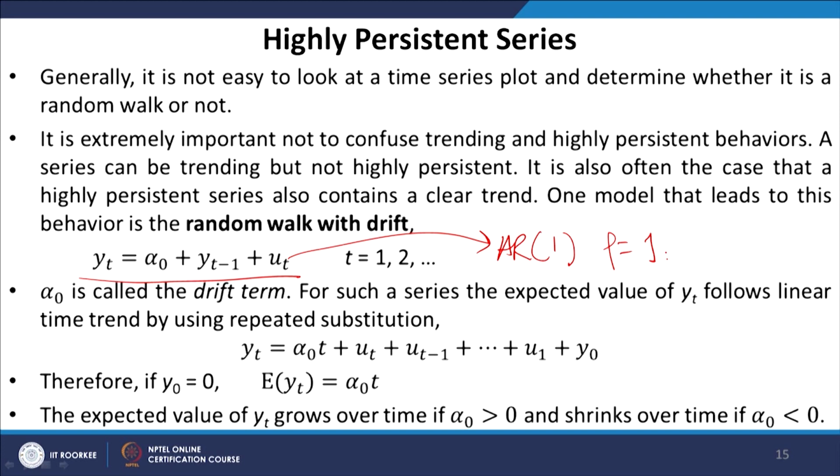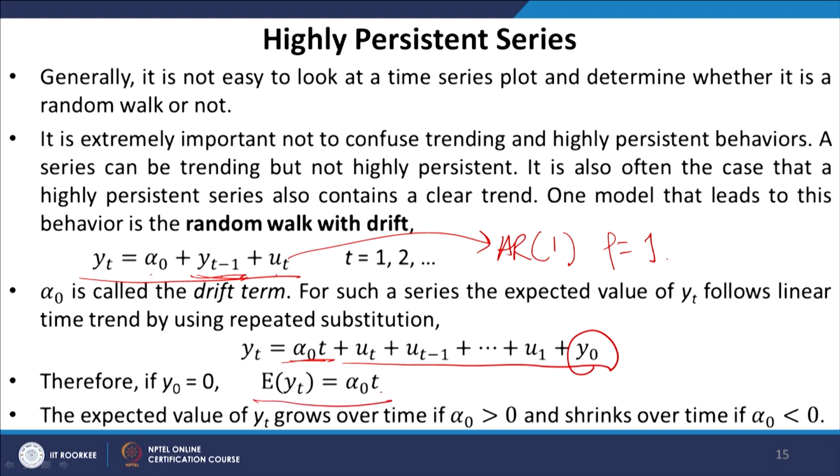For such a series, the expected value of yt follows a linear time trend, which we can see by using repeated substitution. If I go for repeated substitutions, yt minus 1 will be replaced with alpha naught plus yt minus 2 plus ut minus 1, and similarly for yt minus 2 and so on. So, I will have t alpha naught terms. So, I have alpha naught multiplied by t, then ut minus 1 and so on plus u1, and finally the initial observation, which is y naught. Therefore, if y naught equals 0, the expected value of yt is alpha naught t.